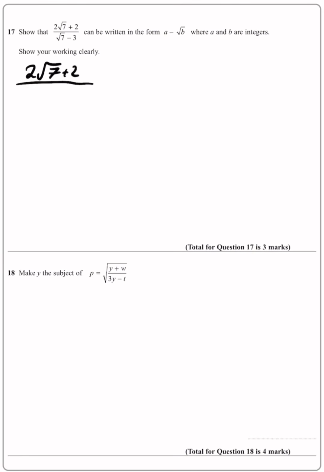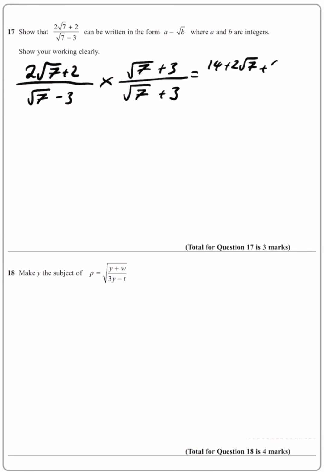Question 17, rationalizing the denominator. So we're going to multiply by a fraction equivalent to 1 with the conjugate pair to root 7 minus 3, so times by root 7 plus 3 over root 7 plus 3. Expand the numerators out, we get 14 plus 2 root 7 plus 6 root 7 plus 6 over the denominator 7 minus 9. Simplify that down, 20 plus 8 root 7 for the numerator and negative 2 for the denominator.